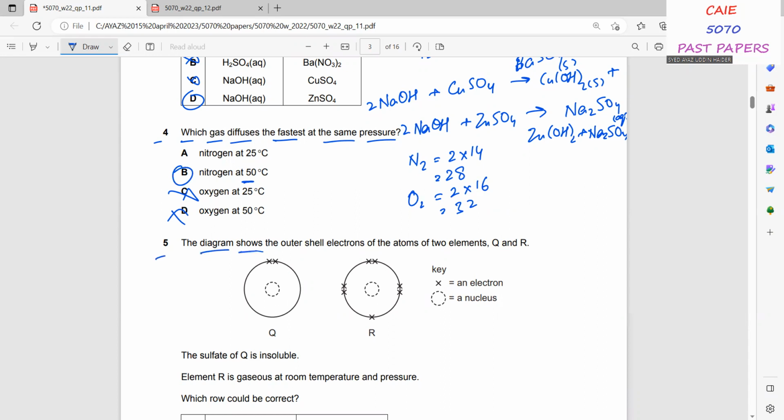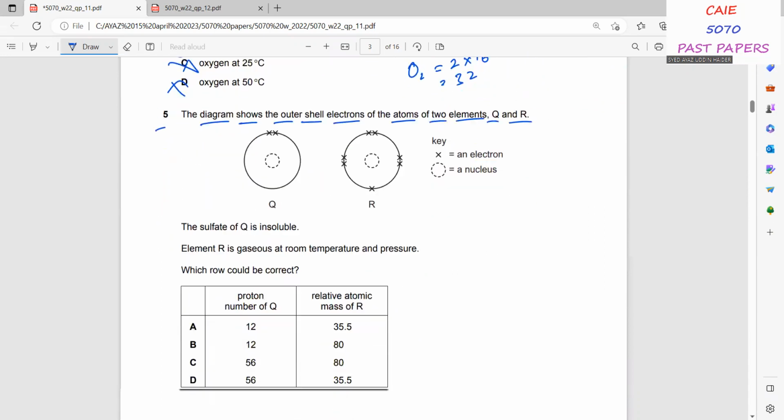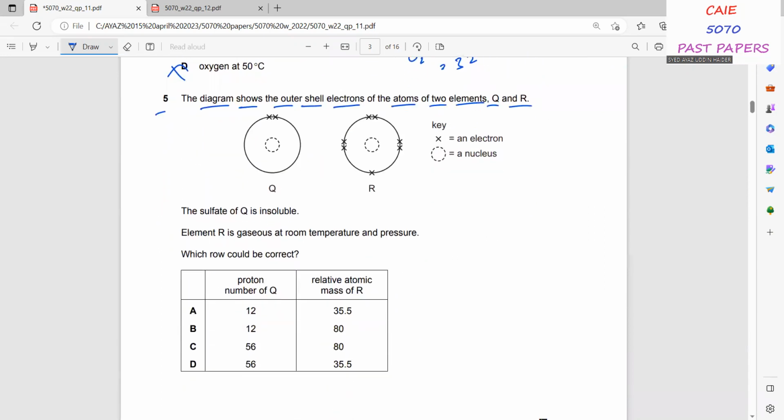Number 5, the diagram shows the outer shell electrons of the atoms of two elements, Q and R. Q contains 2 valence electrons, so it must be from group 2. That's for sure. And R contains 7 electrons, so it must be from group 7.